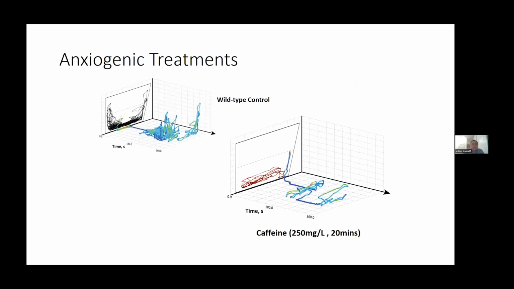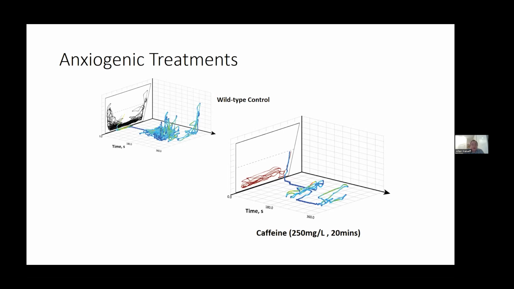Here are a few examples of drugs for which we created the libraries of three-dimensional reconstructions. The control is on the left and caffeine is on the right. You see an anxiogenic drug in zebrafish, and so is in rodents, by the way, and in humans. If you drink 9 cups of coffee, you will have panic attacks. So zebrafish are highly sensitive to such drugs.